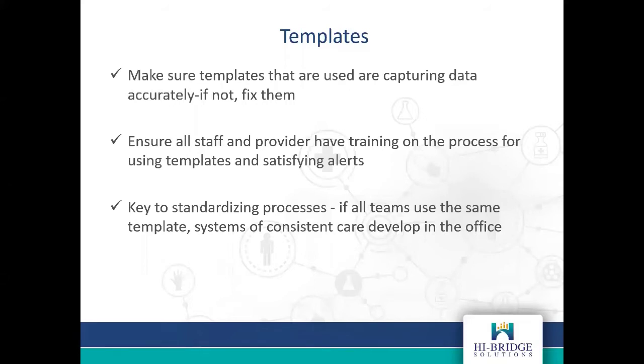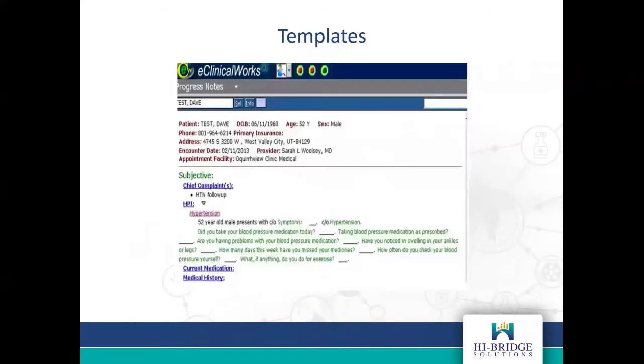Key: standardizing processes. If all teams use the same template, systems of consistent care develop in the office. That's why it's so important to train your staff to be able to pull these reports, so everything is consistent across the board in identifying these patients and satisfying these alerts. This allows the team to develop a consistent system of care in the office. It's very important that all the staff is on board with being consistent, and training and process will help to implement this.